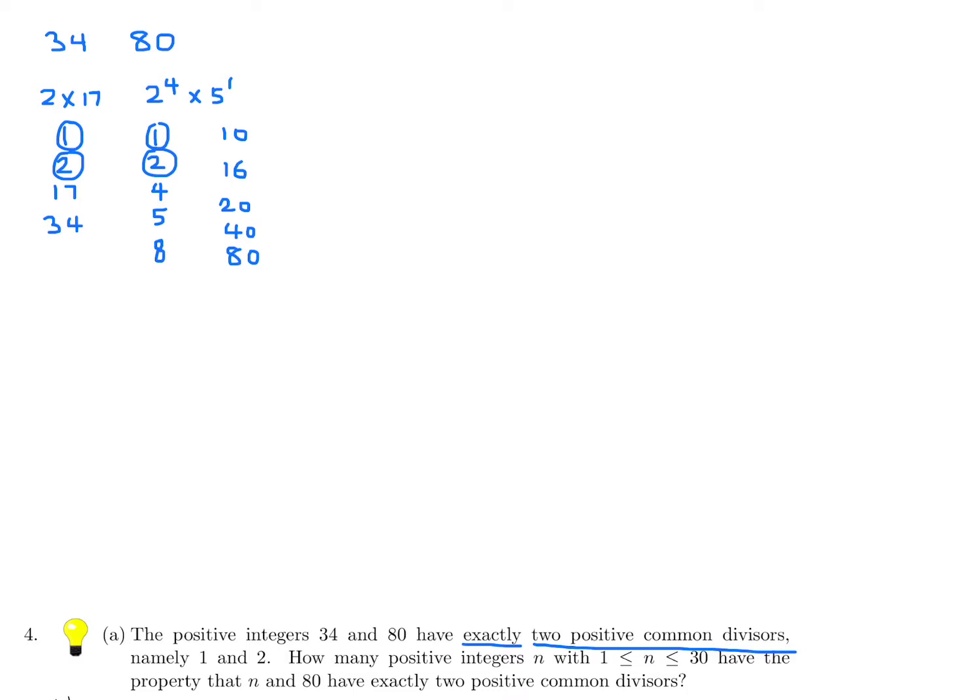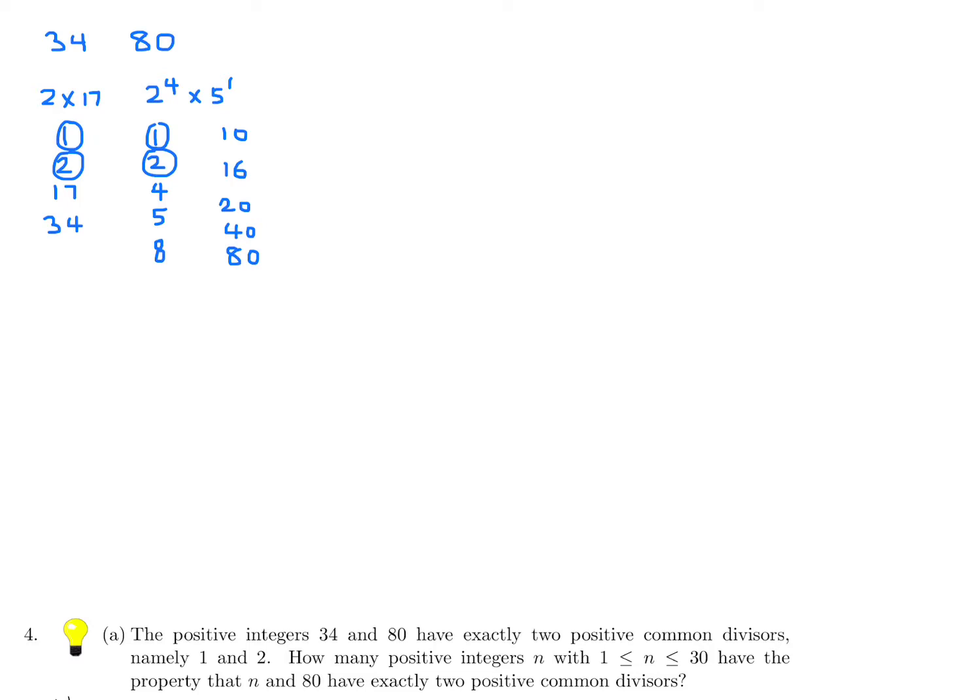Okay, so now what we have to do is look at the list from 1 to 30 and see which of those integers from 1 to 30 inclusive also have exactly two positive common divisors with 80.